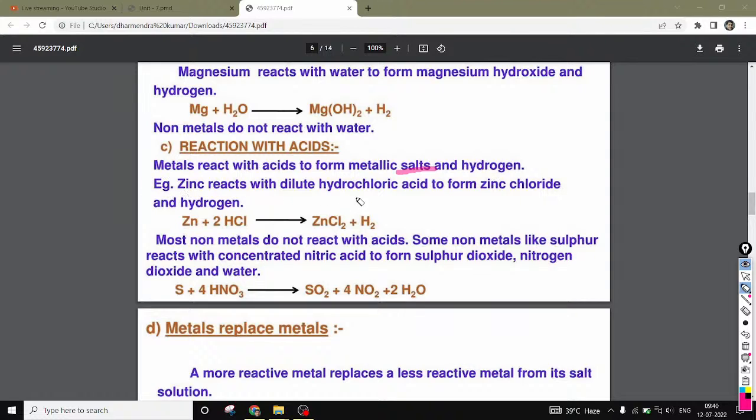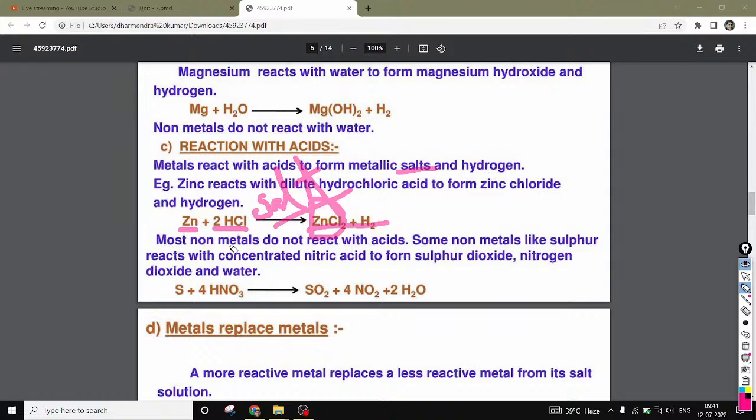Example, zinc reacts with dilute hydrochloric acid to form zinc chloride and hydrogen. See here, this is your zinc, which is one of your metals, and this is your acid, hydrochloric acid, HCl. When these two react, here ZnCl2, right? This ZnCl2 is nothing but your salt, and this is your hydrogen gas. So you must always remember that when a metal reacts with any acid, it generally forms metallic salt and hydrogen gas, right?